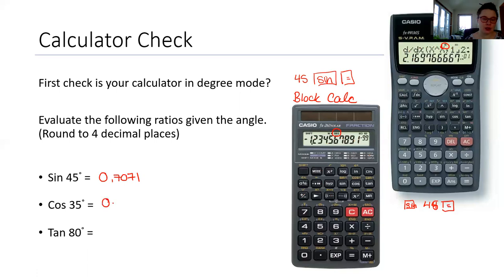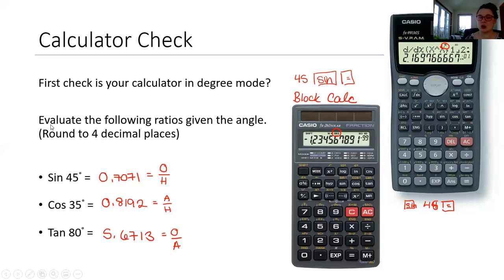Cosine of 35 should be 0.8192. And tan of 80 should be 5.6713. So this is just sine, we learned already, is equal to the ratio of opposite divided by hypotenuse. So if you take the length of the opposite side and divide it by the length of hypotenuse, you will get 0.7071 if the angle is a 45-degree angle. This one would be equal to the ratio of adjacent and hypotenuse, and this one is equal to the ratio of opposite over adjacent. Okay.